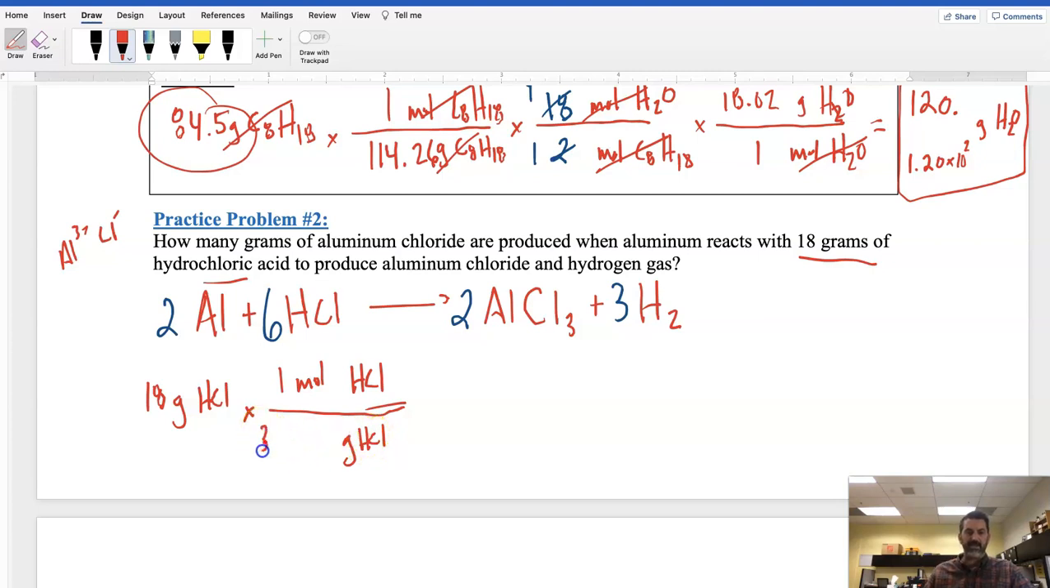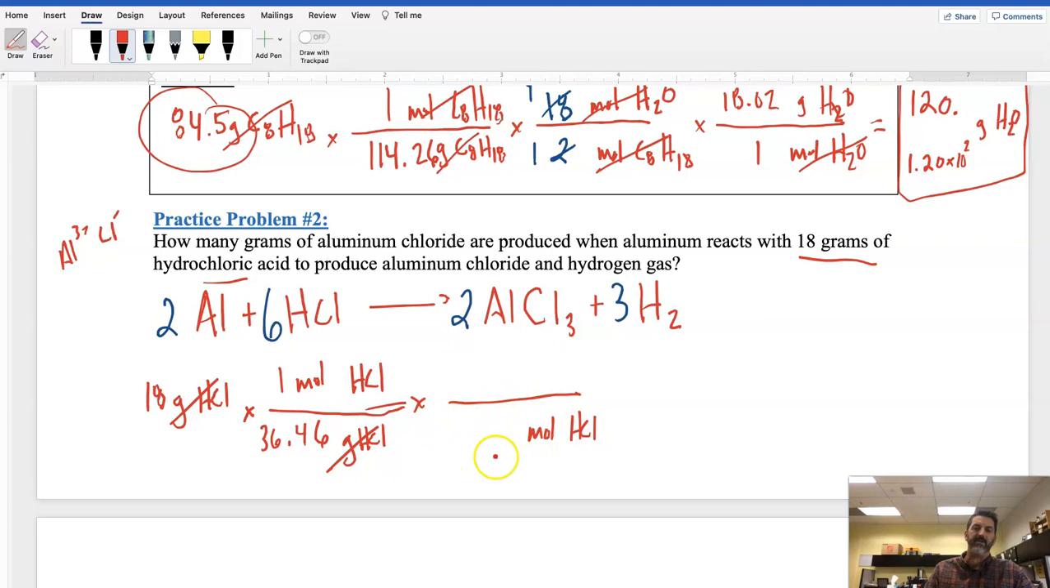Now if I go to the periodic table, chlorine's 35.45, hydrogen is 1.01, so that gets us 36.46 grams of HCl, right off the periodic table. Okay, so grams of HCl cancels. Now I'm at moles of HCl. I don't want that, so I know I'm going to put moles of HCl on the bottom.